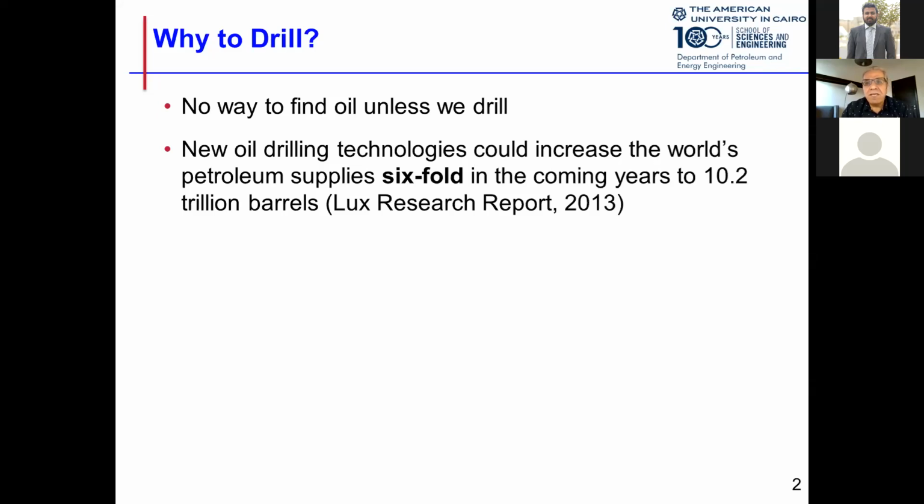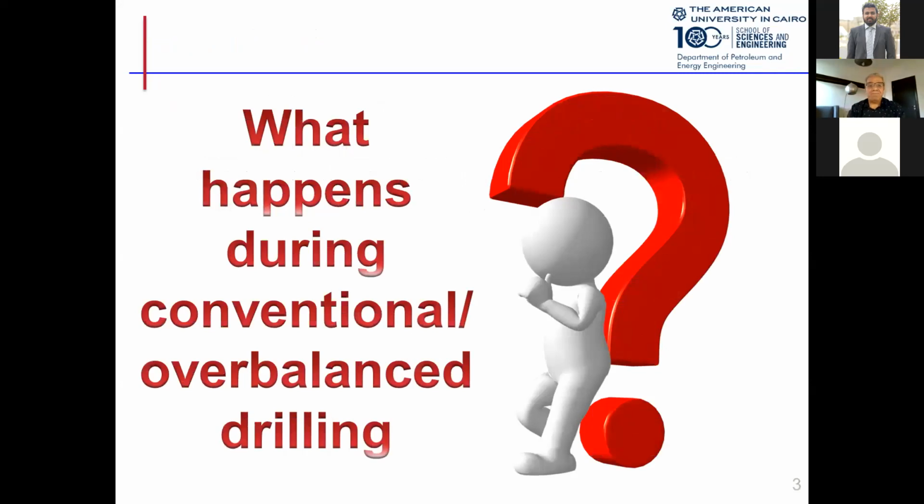And of course, drilling has developed since the 18th century, and lots of technology development took place. It was stated that if a proper technology is utilized, the production can be increased by 6-fold. Imagine nowadays the world is producing almost 100 million barrels a day, and after 10 or 20 years, the production will be 600 million. Nowadays we have problems with the market, and imagine if the number is increased by 6 times.